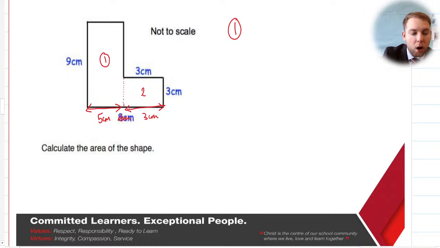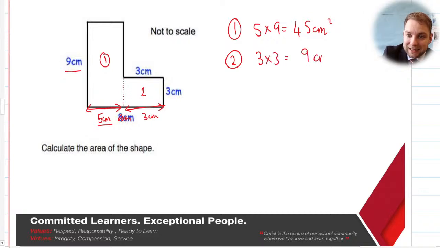So for rectangle 1, it's going to be the 5 times by the 9. So 5 times by 9, which is equal to 45 centimetres squared. So that's for rectangle 1. For rectangle 2, it's going to be 3 by 3, isn't it? So 3 times by 3, which is equal to 9 centimetres squared. And if I want the total area, then I need to add these together, which is going to be 45 plus 9, which is 54 centimetres squared. Get that one down as well.